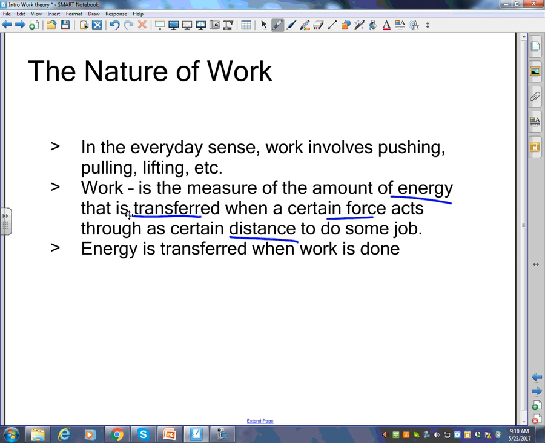So energy is transferred when work is done. That's the key idea. When the question is, has work been done, you ask yourself, has there been a transfer of energy? If the answer is yes, then there's work. If the answer is no, then there's no work.